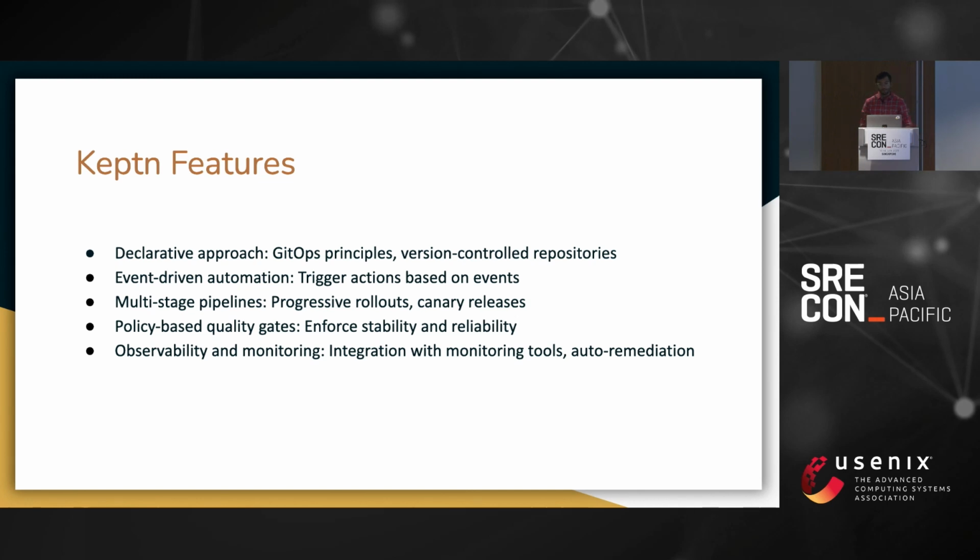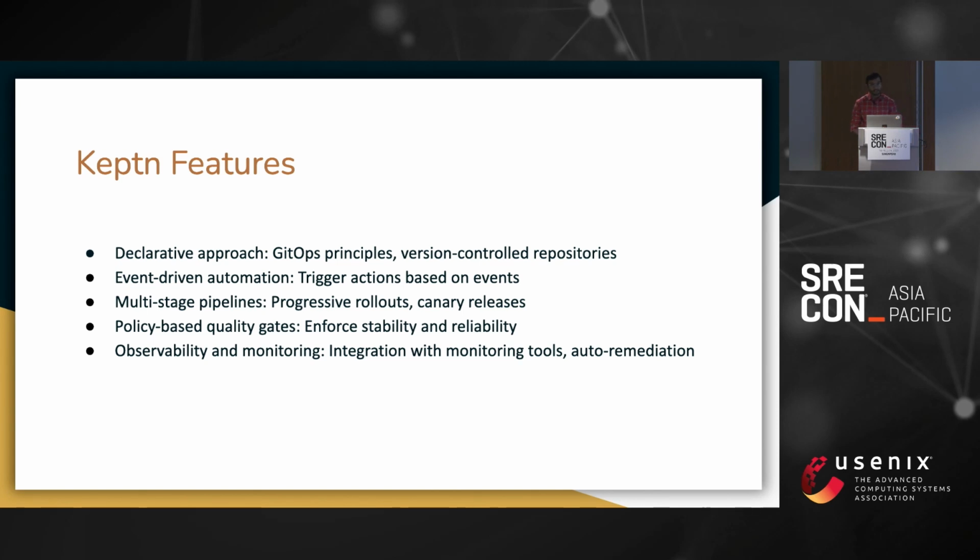So the following are the features of Keptn. It follows GitOps principles, so all the configurations and deployment information are stored in version control. Each and every project of Keptn has a Git repository associated with it. Keptn leverages cloud events for triggering actions based on events, which allows us to have integrations with tools. Keptn has flexible deployment pipelines, so we can declare pipelines like dev, staging, and production environments.